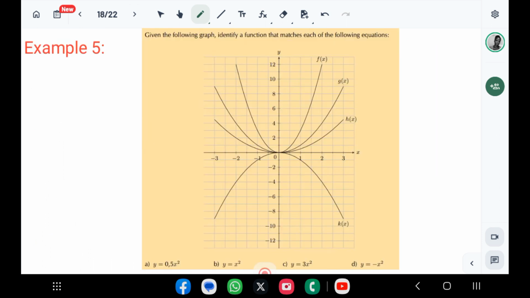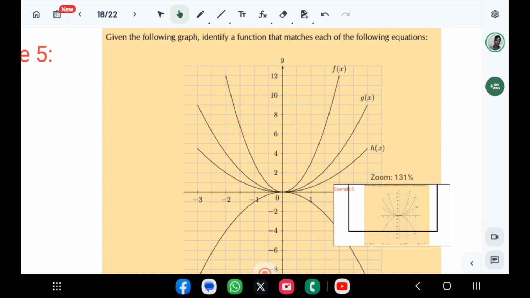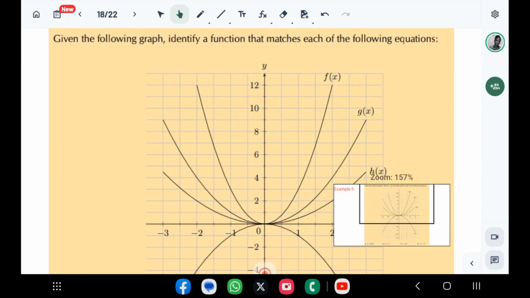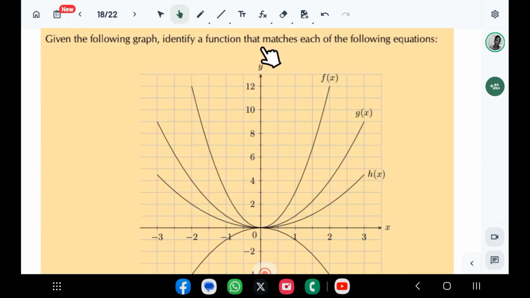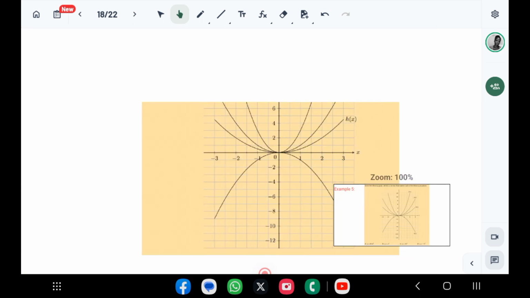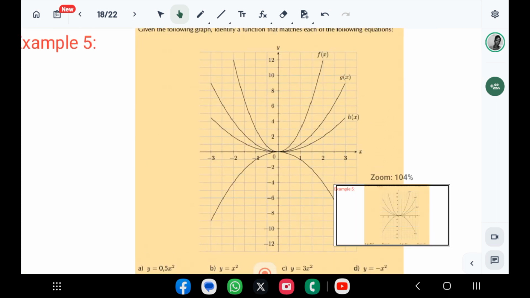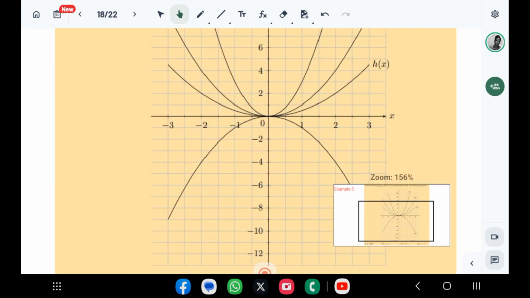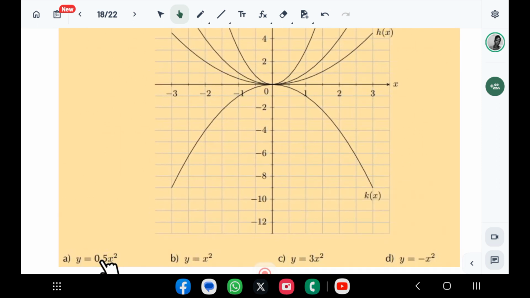Next question, example 5. Given the following graph, identify a function that matches each of the following equations. We've got f(x), g(x), h(x), and the last one is k(x). Here are the equations that are given to us as options: 0.5x², x², 3x², and negative x².